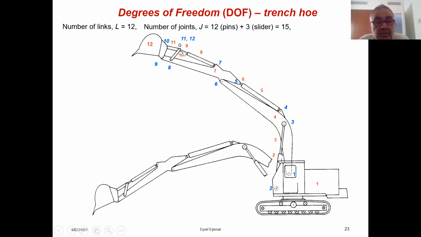Here you have a triple joint, that's why. Well, here you have two joints, that's why we call it two pins. And there are three sliders. Where are the three sliders? They are between the hydraulic pistons, okay? So between two and three is one prismatic joint, six and five is another, eight and nine, another prismatic joint. And we see that all degrees of freedom are one.